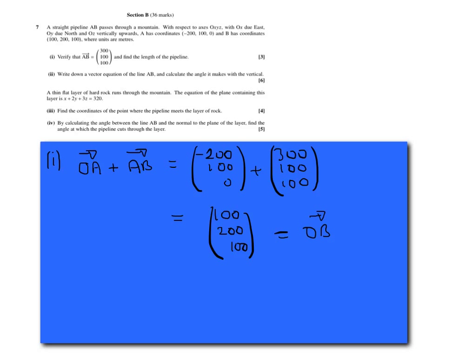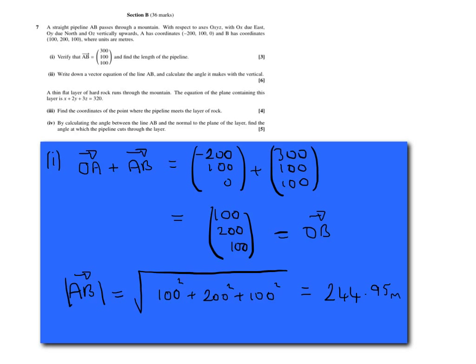To find the magnitude of AB, which is the length of the pipe, we find this by effectively using Pythagoras in 3 dimensions. This is equal to the square root of 100 squared plus 200 squared plus 100 squared, which is equal to 244.95 meters to the nearest centimetre.